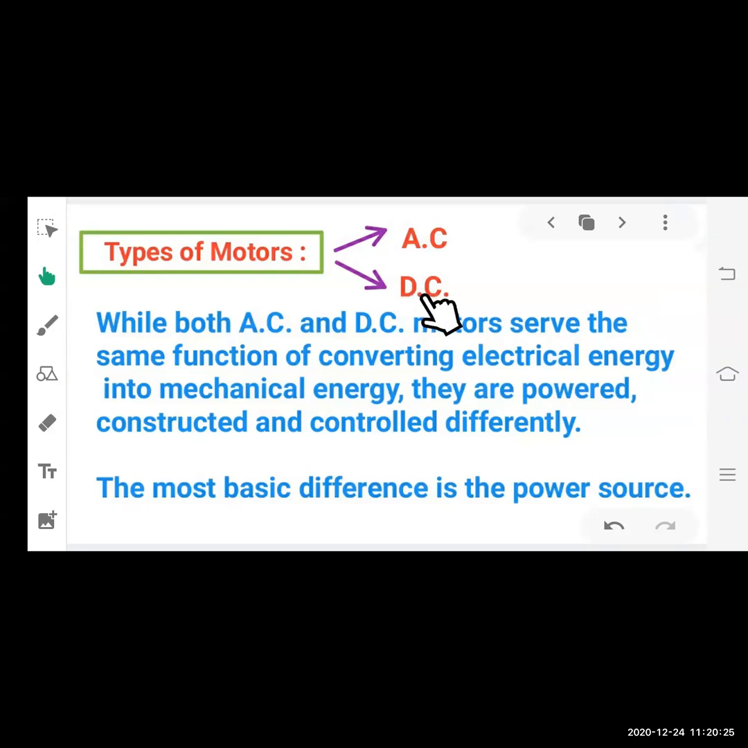Direct current means the current which always flows in the same direction, and this kind of current normally we get from cells and batteries. Cells and batteries are the source of DC current, whereas AC current, basically the current flowing in our home, in our domestic circuit, is alternating current.